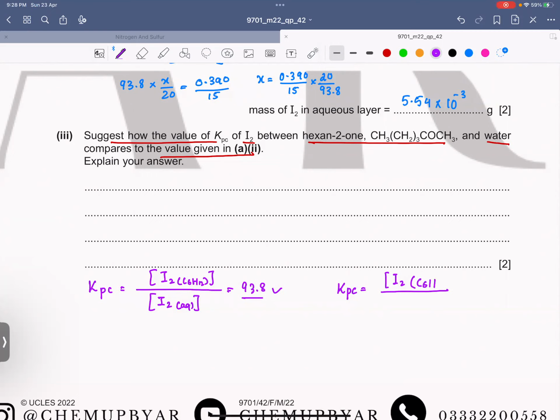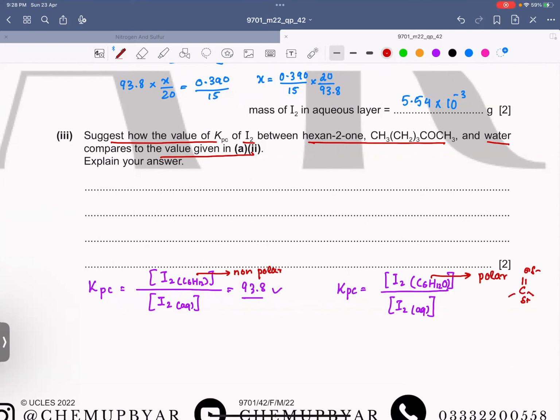What will be the formula of hexanone? It would be C6H12O over aqueous iodine. Okay, now think, if I look at this solvent, isn't it a non-polar solvent? And if I look at this solvent, it's a hexanone because it has a C double bond O, so it must be a polar solvent. Is this understandable to everyone?